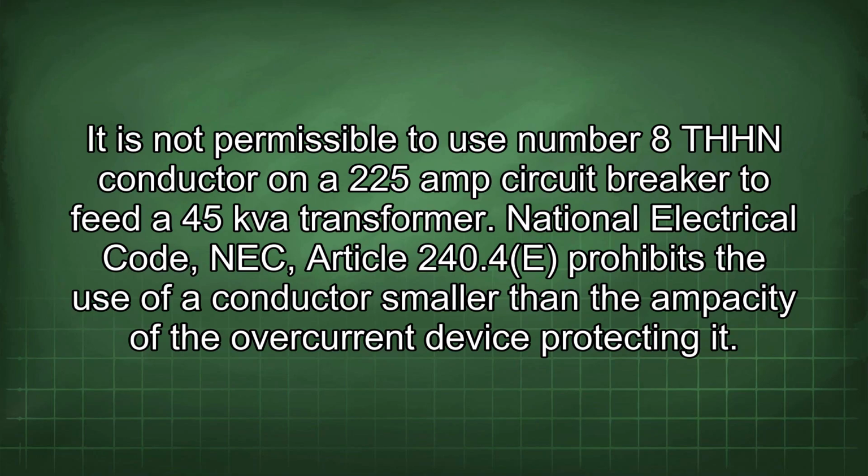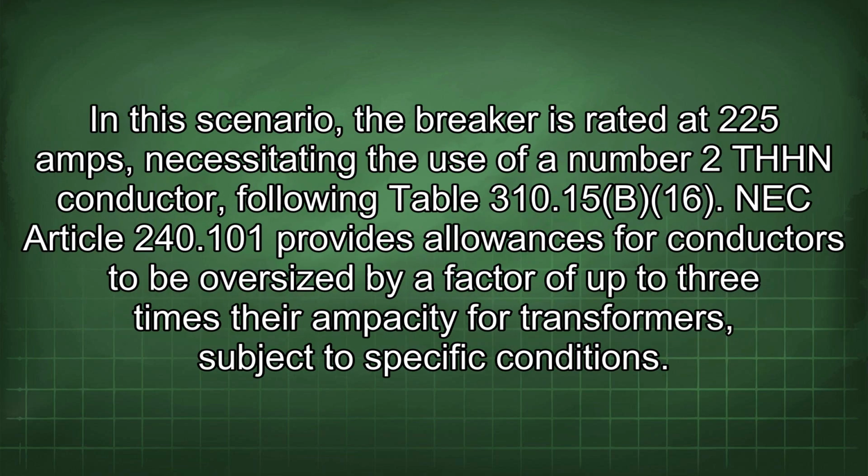It is not permissible to use number 8 THHN conductor on a 225 amp circuit breaker to feed a 45 kVA transformer. National Electrical Code NEC Article 240.4(E) prohibits the use of a conductor smaller than the ampacity of the overcurrent device protecting it. In this scenario, the breaker is rated at 225 amps, necessitating the use of a number 2 THHN conductor following Table 310.15(B)(16).